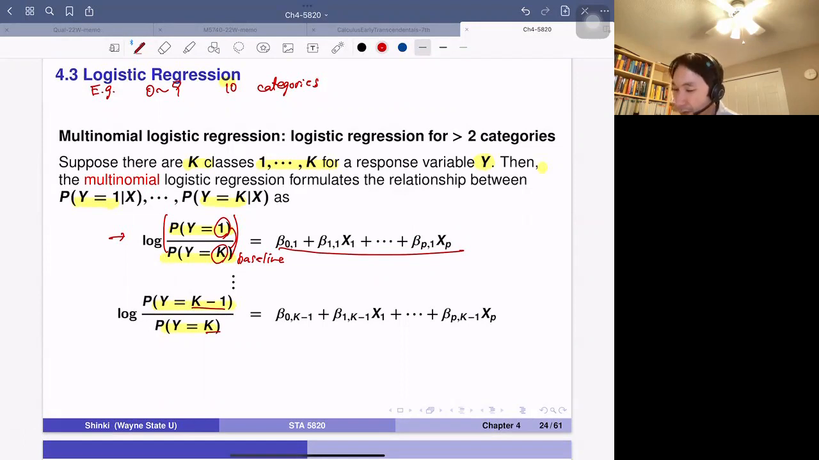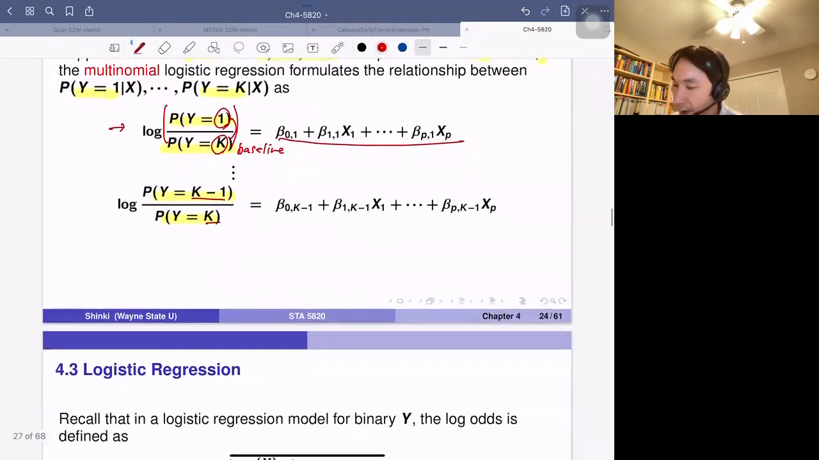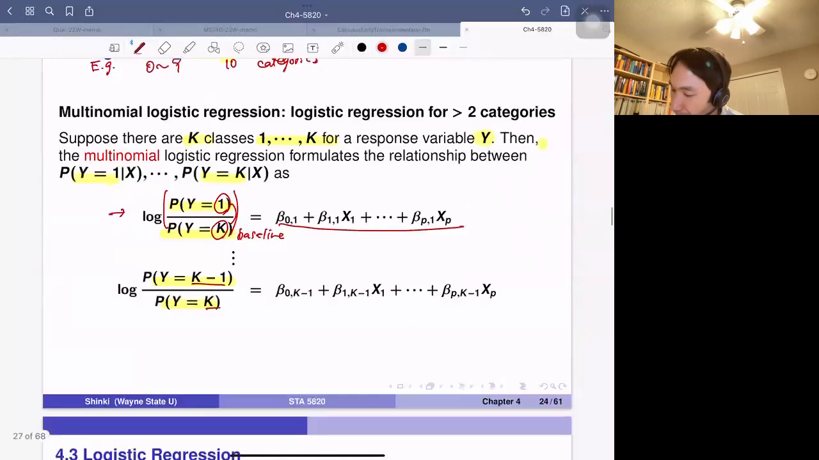Once we identify these models, we can calculate the probability of y equal to 1 up to the probability of y equal to k, since we have the ratios. Suppose the log of the probability of y equal to 1 over the probability of y equal to 3 is equal to, okay, suppose k is equal to 3, and this is equal to what?